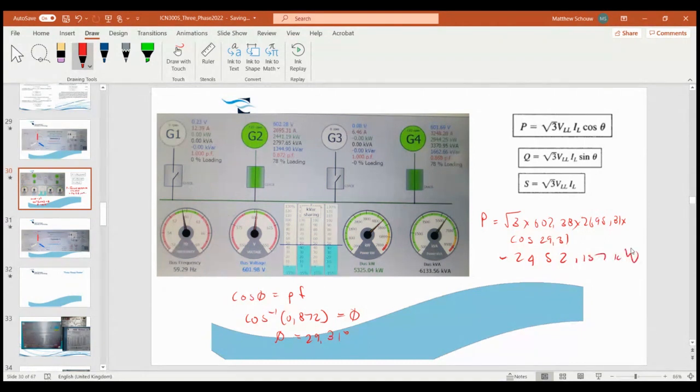157 kilowatt. You guys get that one? Close enough. Cool. So yes, they were off. I'm not exactly sure why. Maybe it's to do with the loading there.